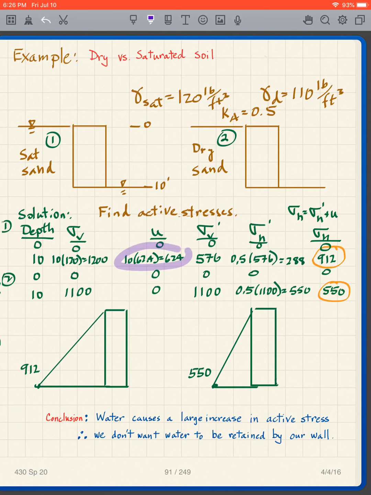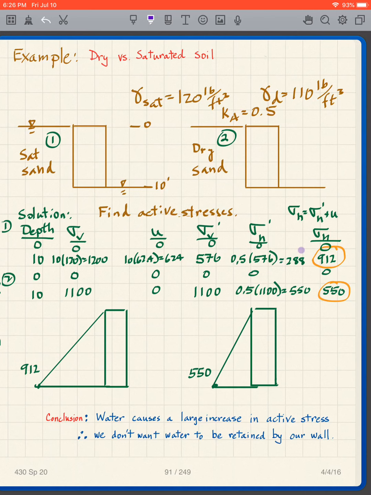We have a pore pressure, in this particular case, 10 times 62.4. There's no pore pressure because it's dry for the second case. I get my sigma V prime as sigma V minus U, so I have 576 for sigma V prime for the saturated condition, and for the dry, it's 1100. But what happens? I use the 0.5, the Ka. So I go 0.5 times the 576, 0.5 times the 1100.